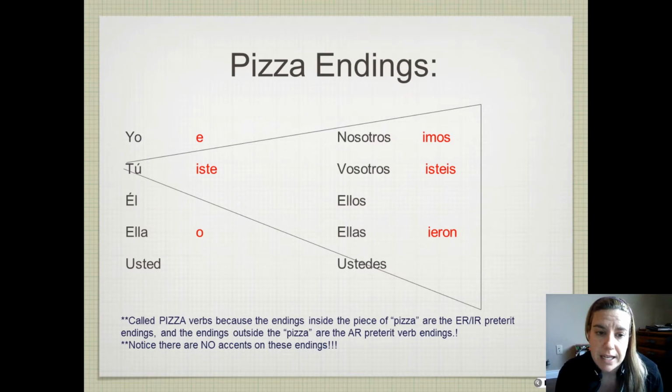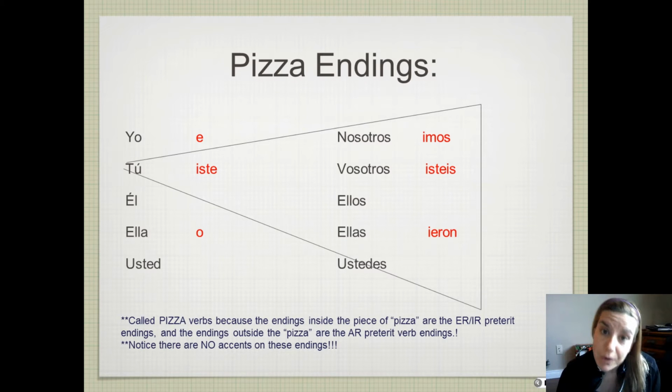These are the pizza endings. Iste, o, imos, isteis, ieron. And you can see that I drew a big fat triangle over the endings of the verbs that looks like a slice of pizza, hence the name pizza verbs. And the reason that's there is to show you that all of the endings inside of the slice of pizza are the ER and IR endings in the preterite tense. If you remember, they were iste, ió, imos, isteis, ieron. So all of the endings that are inside of the slice of pizza are ER and IR endings.